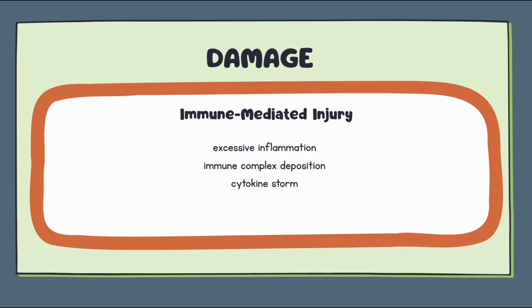to normal bodily tissues. Examples of how it can do that: through excessive inflammation, immune complex deposition, or through a cytokine storm, so a huge release of cytokines. And we can kind of think of this injury as collateral damage, meaning the immune system damages host cells while it's trying to fight off an infection.